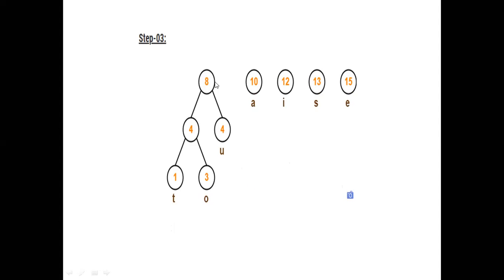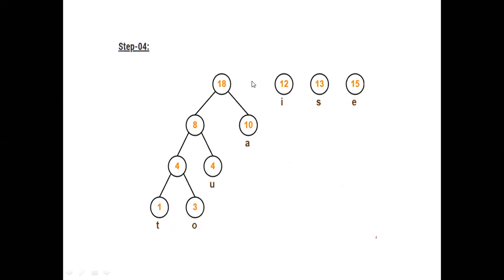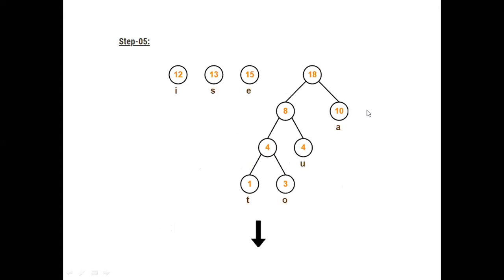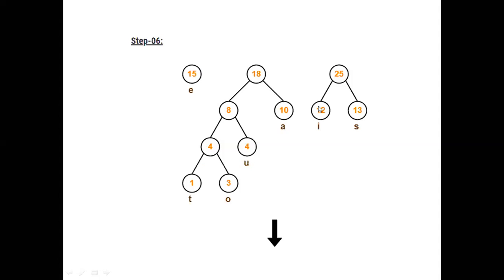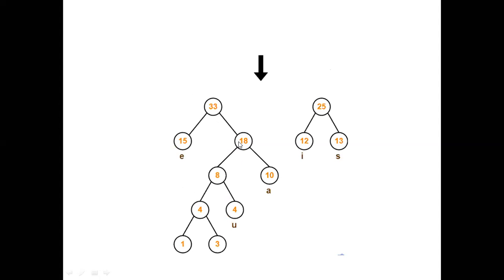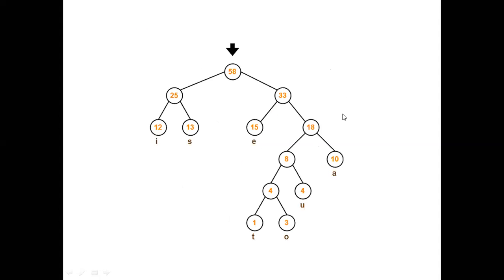So the two smallest nodes are 8 and 12. So you have created 18. Now the smallest ones are 12 and 13. So you have created 25. Now 25, 15 and 18. Which are the two smallest? That is 15 and 18. So you have combined 15 and 18. And now this one is the last. So you have created your ultimate tree, that is 58.